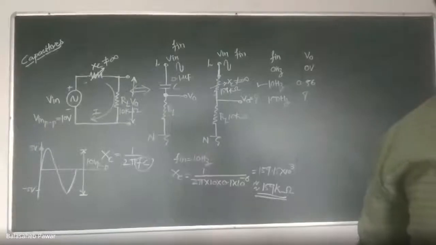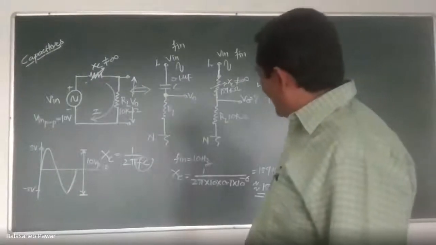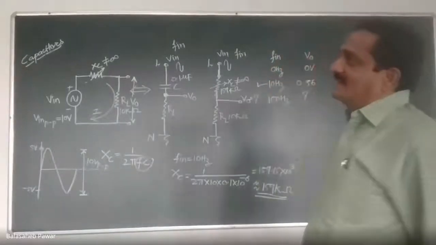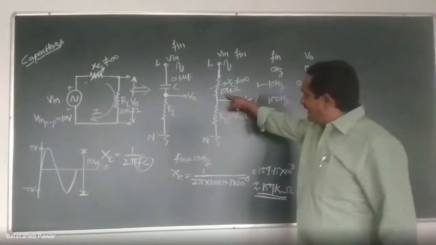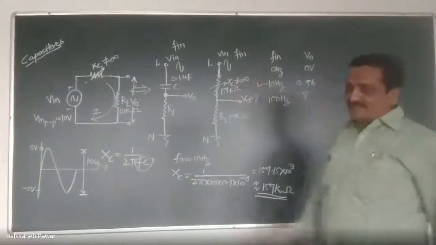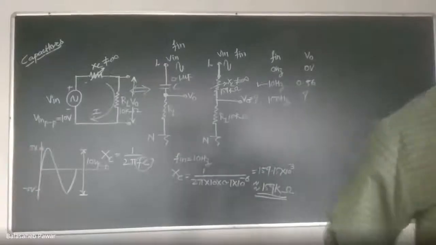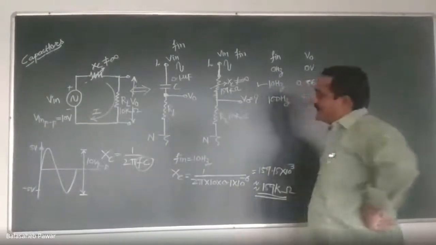15.9 kilo ohm. Correct, Xc? Now directly determine Vo. If Xc goes to 15.9 K, now determine Vo. It will increase. It will be 5.6 volts. Am I right? Yes, sir. It will go to 5.6 volts.